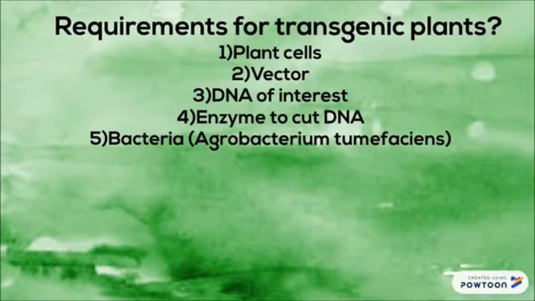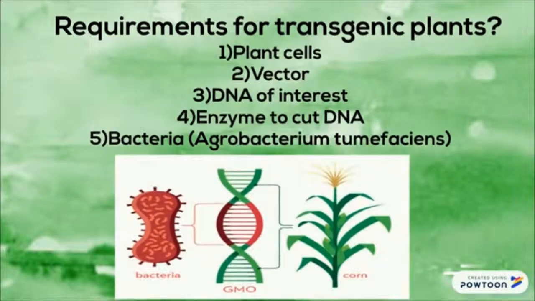What are the requirements for transgenic plants? What we need are basically plant cells, a vector, the DNA of interest, an enzyme to cut DNA, and bacteria, for example, Agrobacterium tumefaciens.